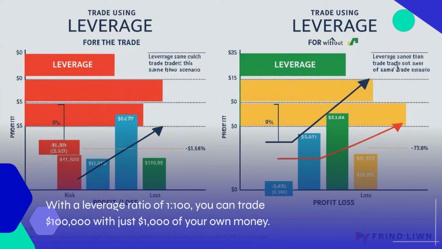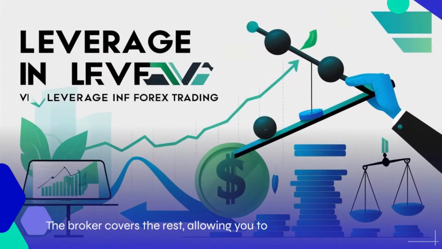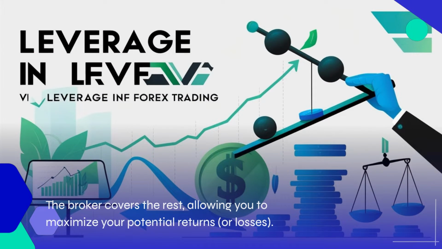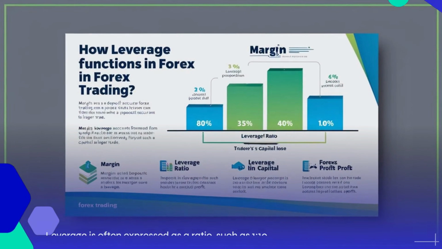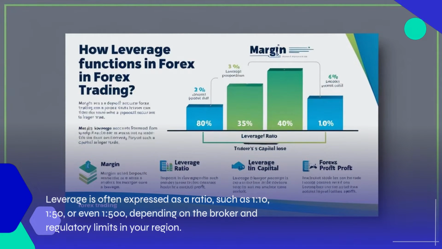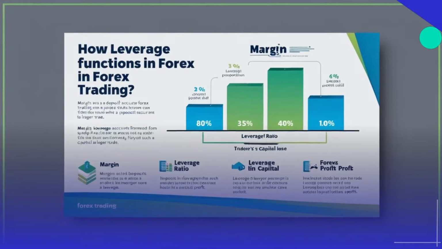With a leverage ratio of 1 to 100, you can trade $100,000 with just $1,000 of your own money. The broker covers the rest, allowing you to maximize your potential returns or losses. Leverage is often expressed as a ratio, such as 1 to 10, 1 to 50, or even 1 to 500, depending on the broker and regulatory limits in your region.